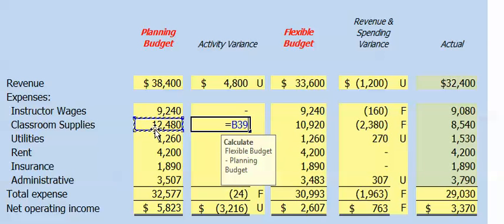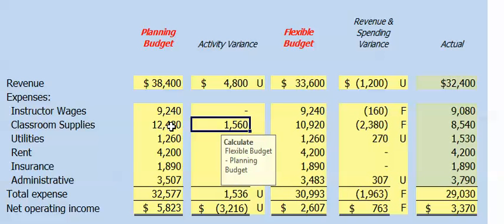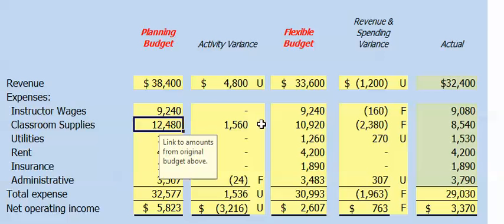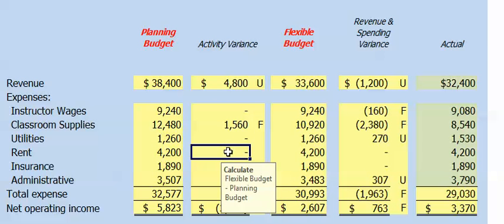The difference between the 12 and the 10, it's 1,560. That's the difference. That's what Connect is going to be looking for. And that's what we'll say our variance is. In terms of favorable or unfavorable, our expenses on our flexible budget are less than they would have been on our planning budget. So we would say that that is a favorable variance.